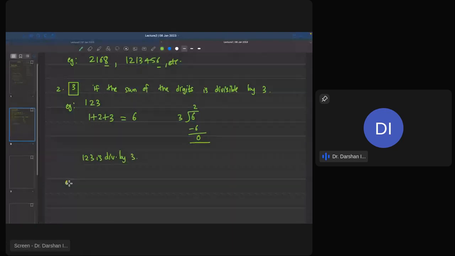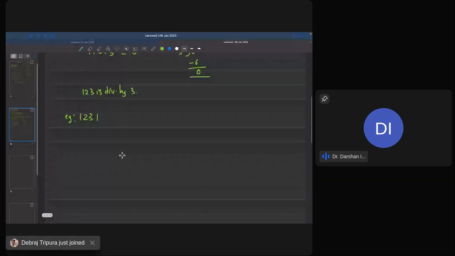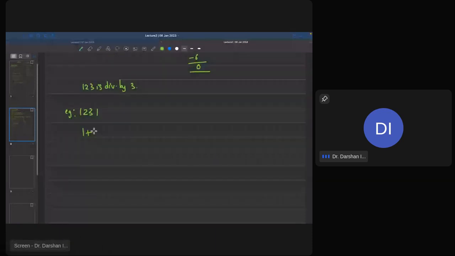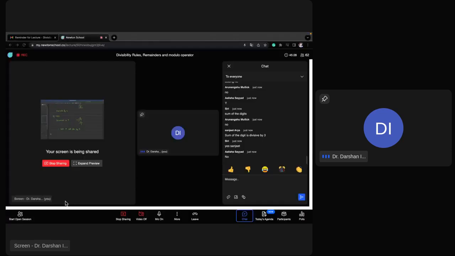Let's take one more example. 1231. Is it divisible by 3? 1 plus 2 plus 3 plus 1, which is obviously going to be 3, 4, 5, 6, 7. 3 twos are 6, remainder is 1. So you're not getting the remainder as 0. Therefore, 1231 is not divisible by 3. Right?